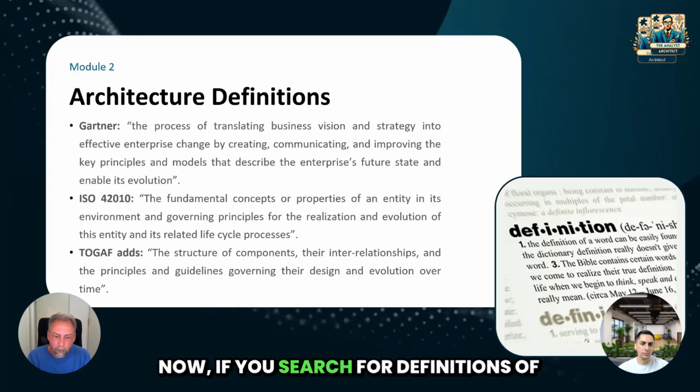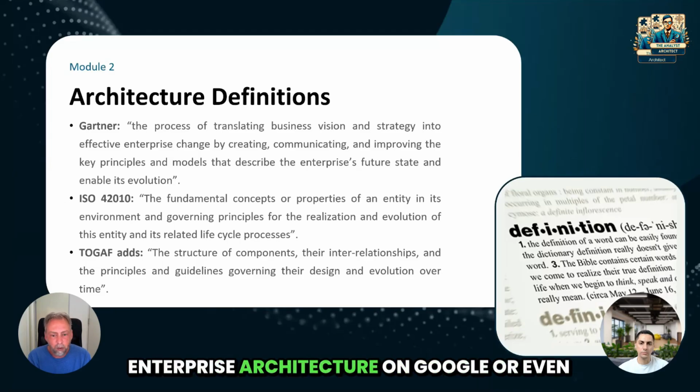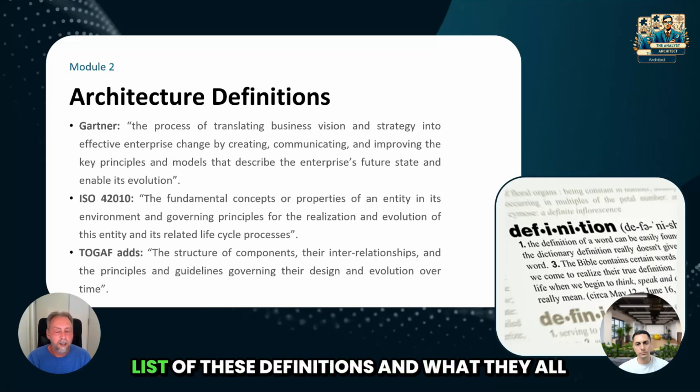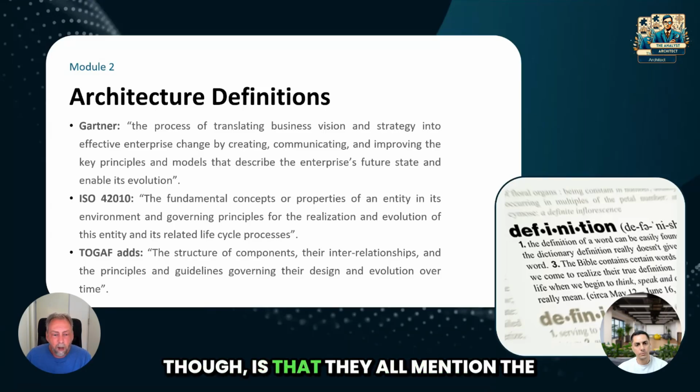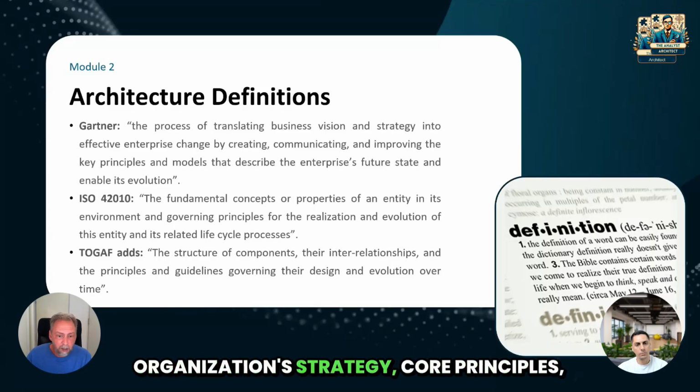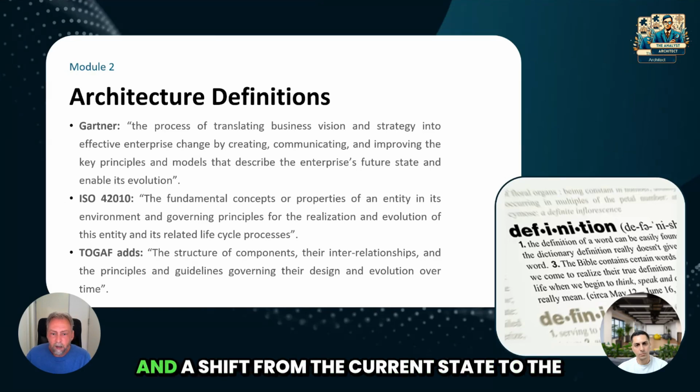Now, if you search for definitions of enterprise architecture on Google or even ask an AI chatbot, you will find a whole list of these definitions. And what they all have in common, though, is that they all mention the organization's strategy, core principles, and a shift from the current state to the future state.